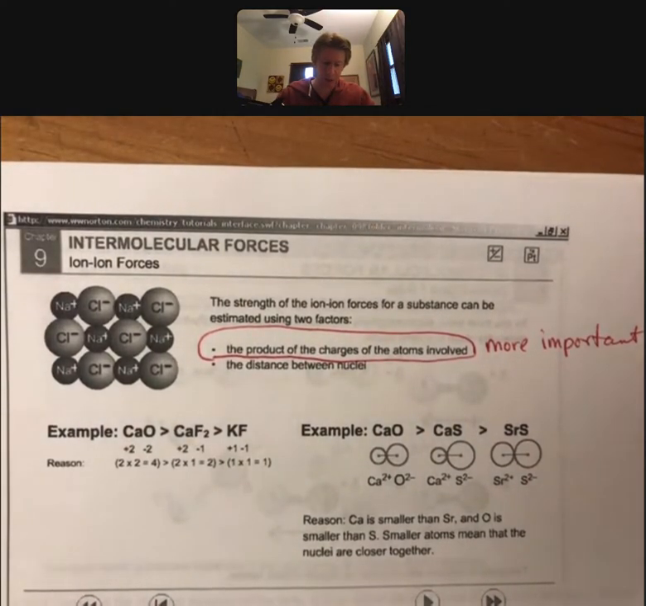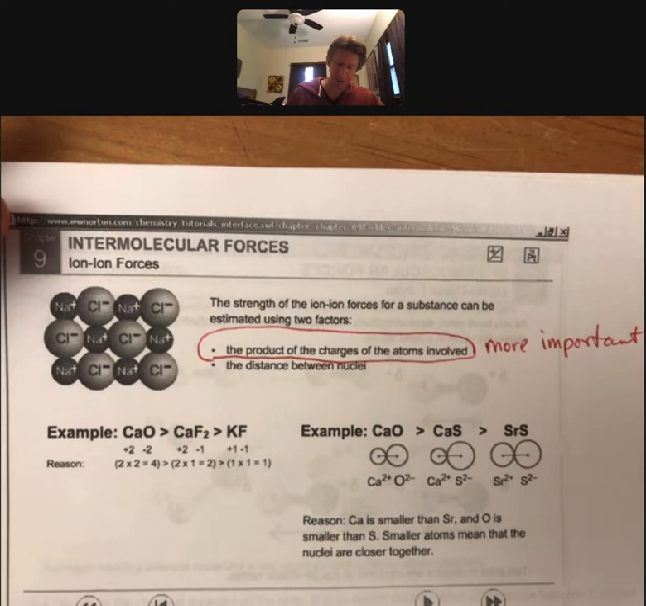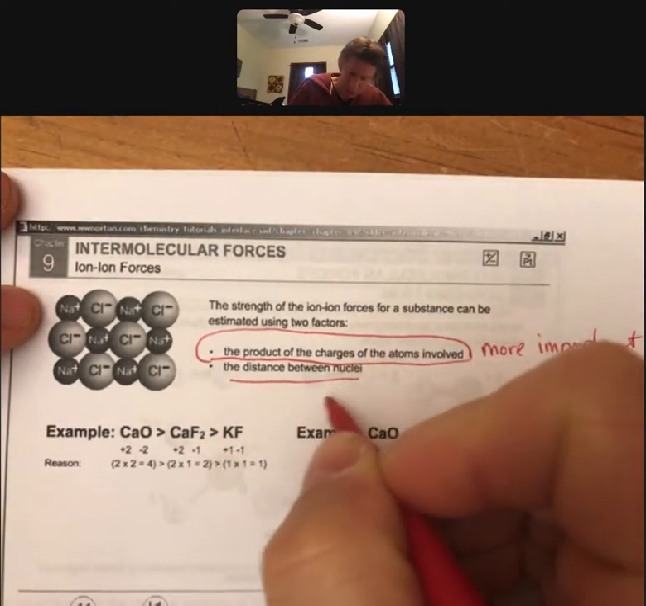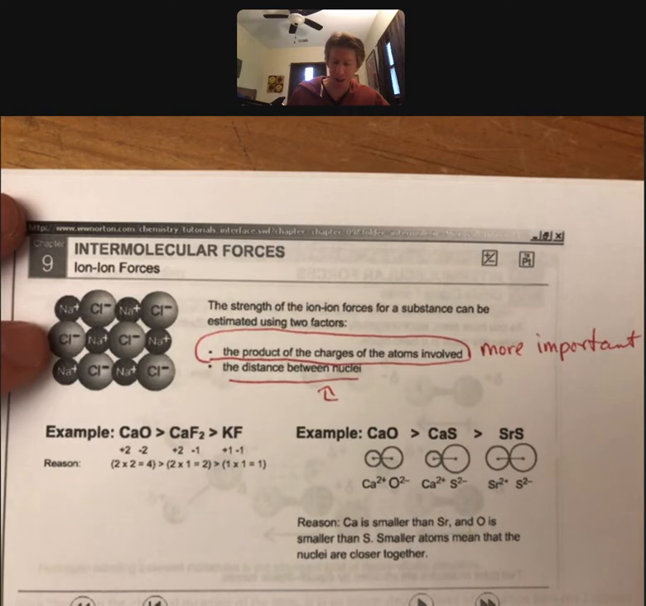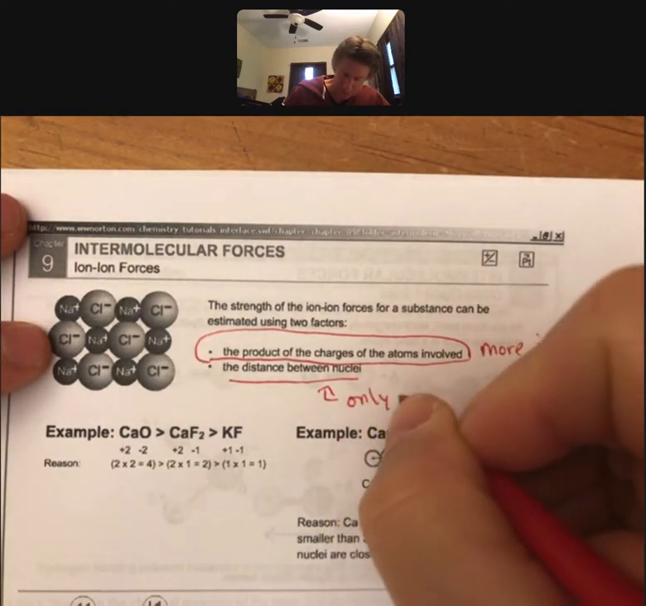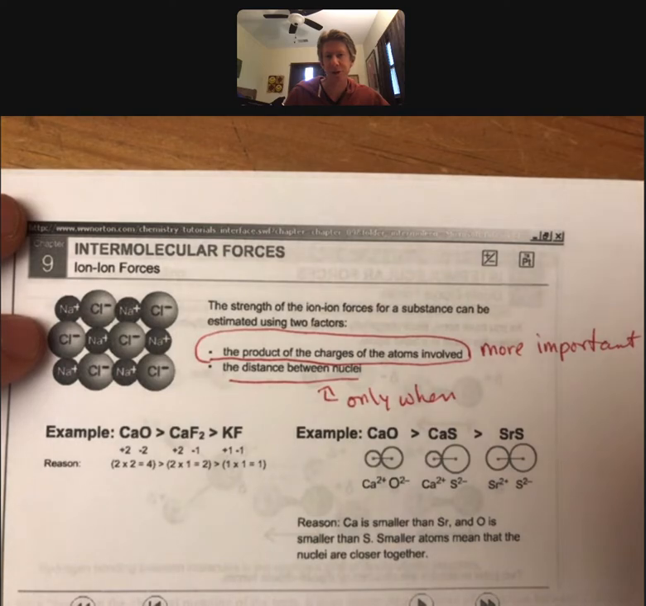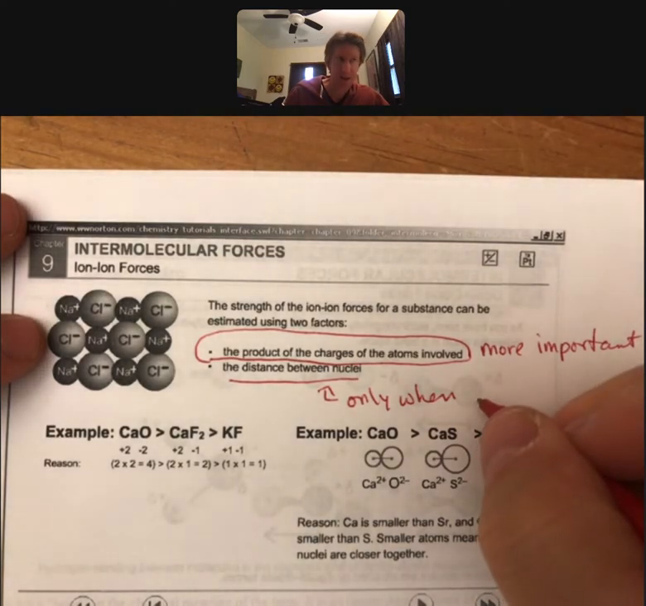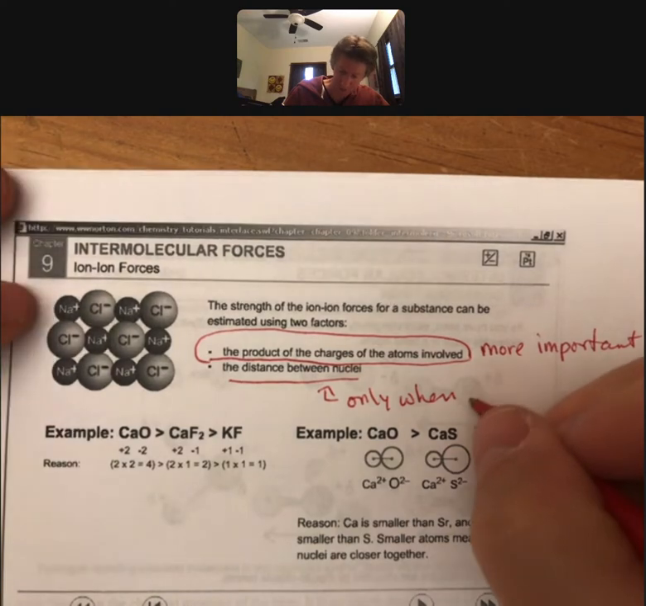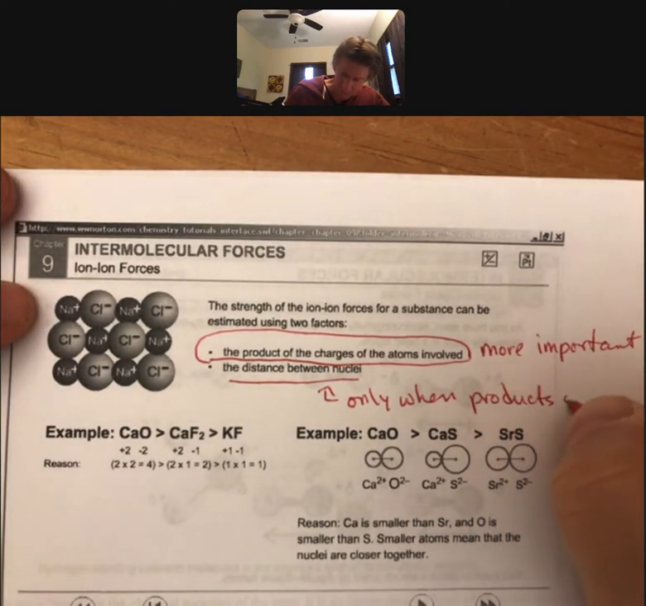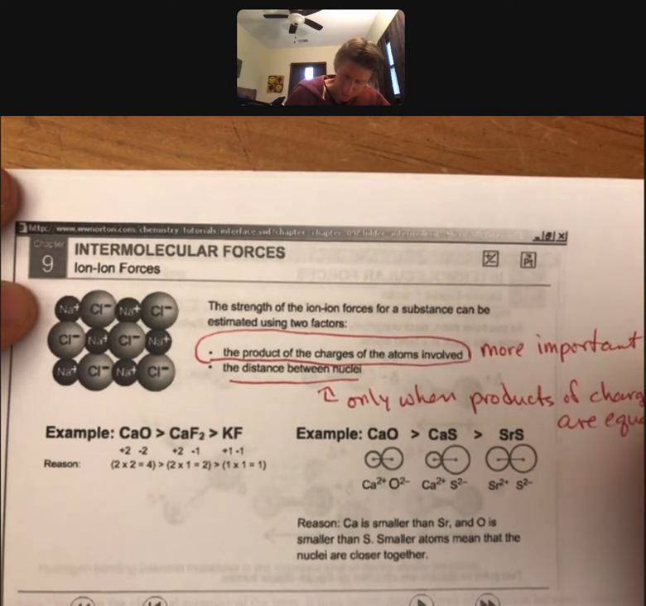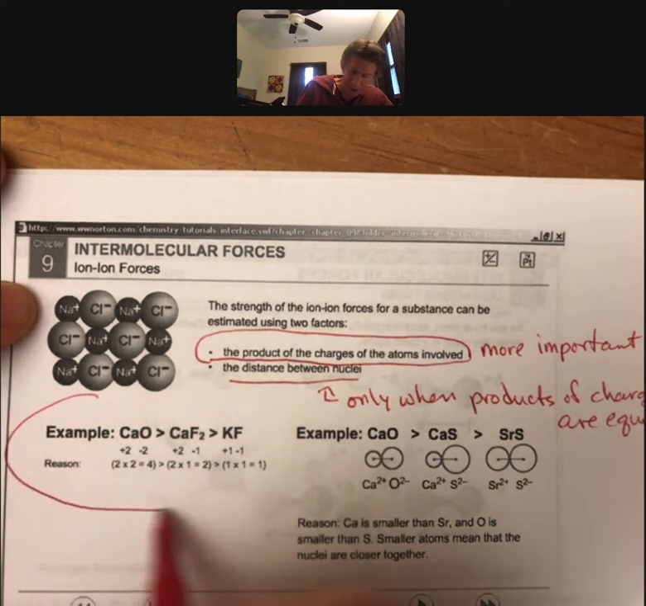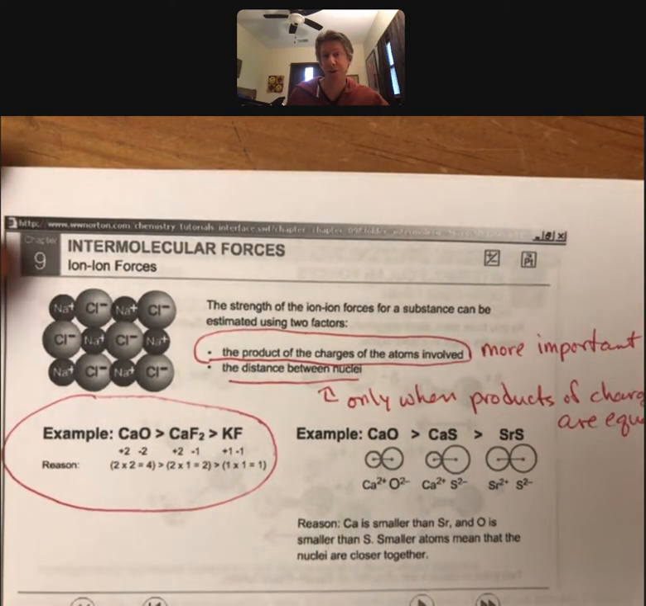So you'll always be looking for the product of charges first. When the products of charges are the same, that's when we look at the distance between nuclei. So only look at this trend when the products of charges are equal. We've got two examples here. We're going to go over this one first to talk about what the product of charges means.